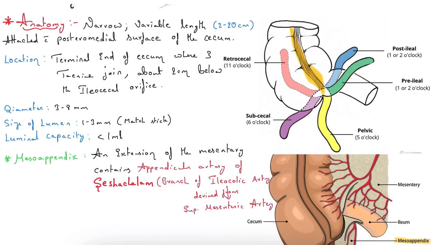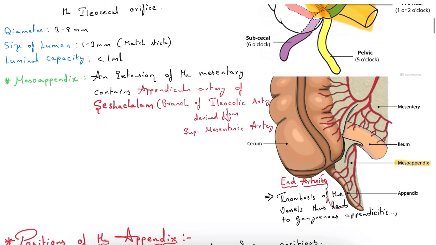The location is the terminal end of the cecum where the 3 tinea join. The tinea come from the posterior side and medial side and join, and about 2 centimeters below we can see the ileocecal orifice, that means the ileocecal valve. The appendix diameter will be 3 to 8 mm, and the size of the lumen will be 1 to 3 mm, like a matchstick. The luminal capacity will be less than 1 ml.